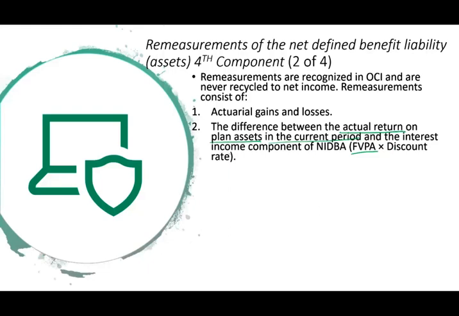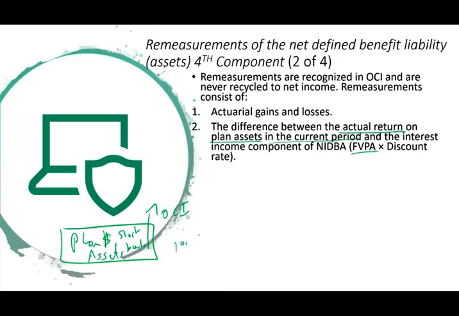What does that mean? Remember we have money put away in a plan asset. When I say money, it's assets, and that could be stocks, bonds, and so forth. In some years, the stock market could go up substantially, like in the past 12 years. So you have a lot of return, and as a result, your plan assets were remeasured up. Guess what? You have a gain. That gain will go into OCI. This is what's called remeasurement.